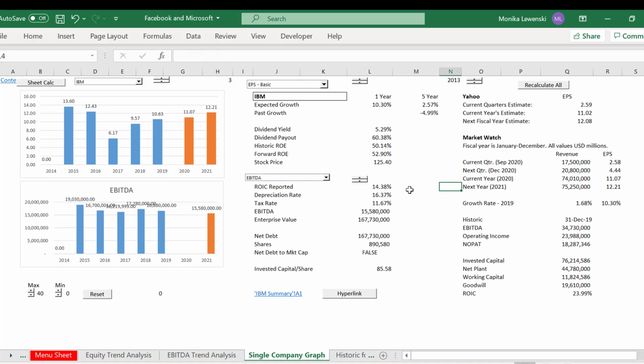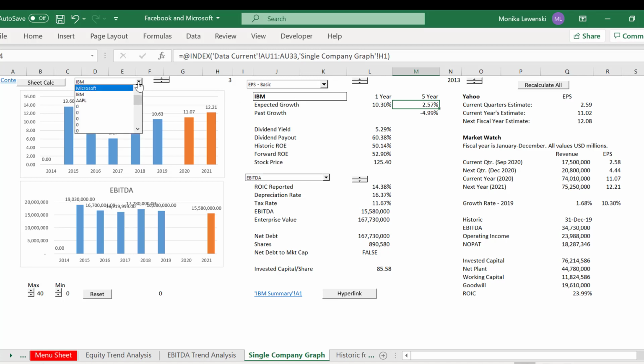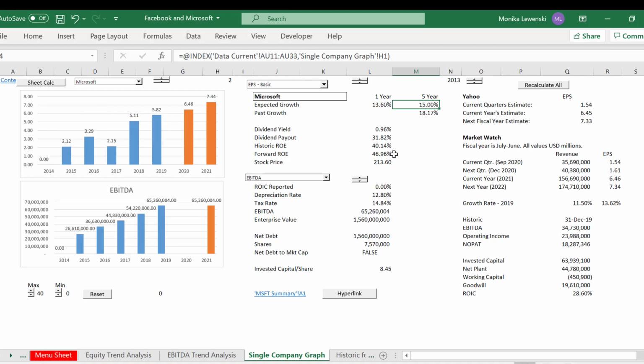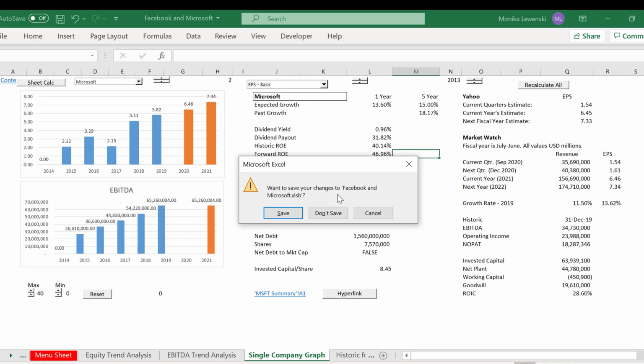And then you can go over here, you can get from MarketWatch or Yahoo, the current estimate and the next year's fiscal estimate of the earnings per share. And then you can also get the expected 5-year growth. So the expected 5-year growth for IBM was this, and the expected 5-year growth for Microsoft was that. So I'm going to close this file, which is a gigantic file.